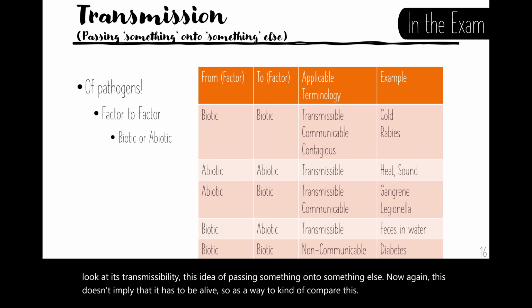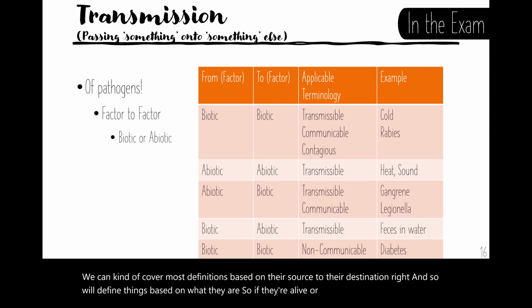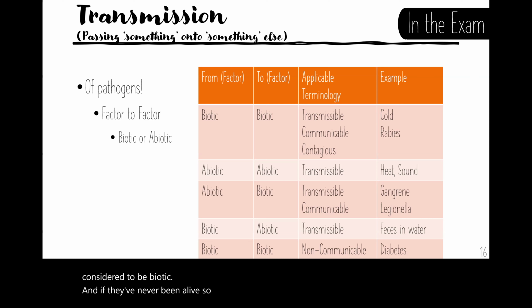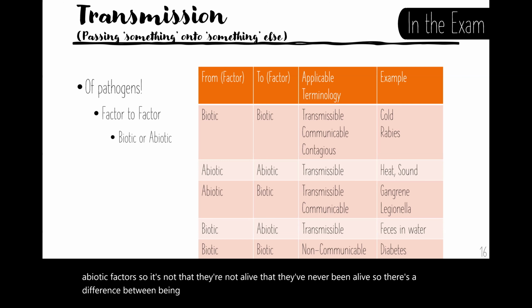we can kind of cover most definitions based on their source to their destination, right? And so we'll define things based on what they are. So if they are alive or at some point in time alive, we consider to be biotic. And if they've never been alive, so a rock, a stone, water, that kind of thing, this is what we define as abiotic factors. So it's not that they're not alive, it's that they've never been alive. So there's a difference between being dead and never alive here.